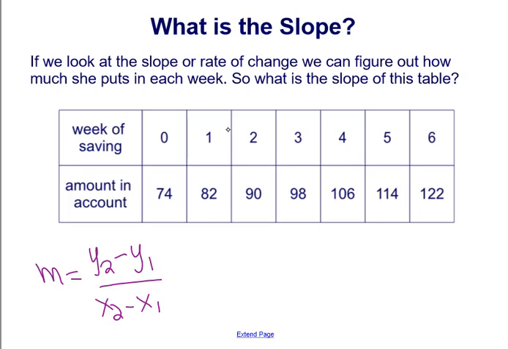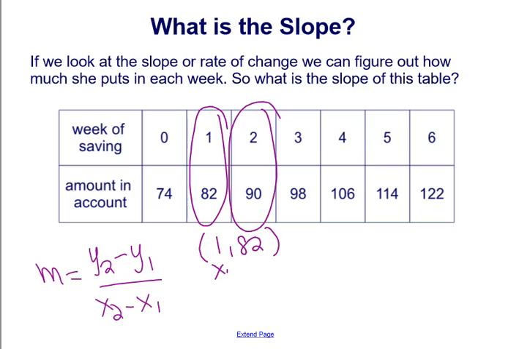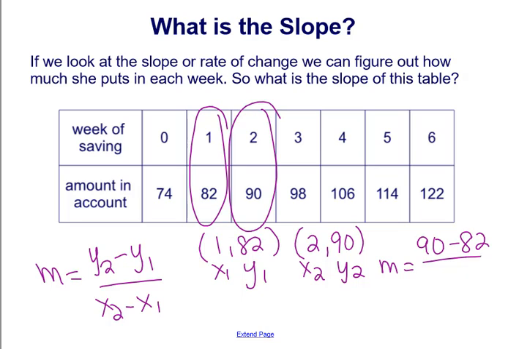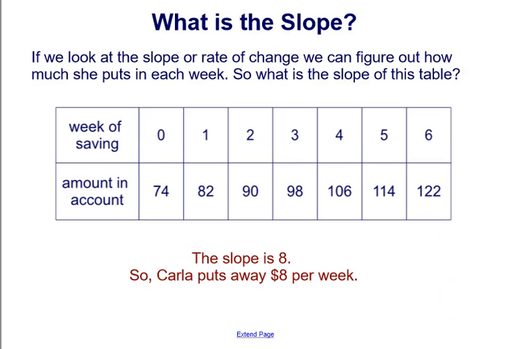So let's randomly choose these points where we're choosing 82 as x1 and y1 and 90 as x2 and y2. So the slope would be y2 minus y1 over x2 minus x1. So our slope is 90 minus 82, which is 8. 2 minus 1 is 1, so 8 over 1. So the slope is 8.